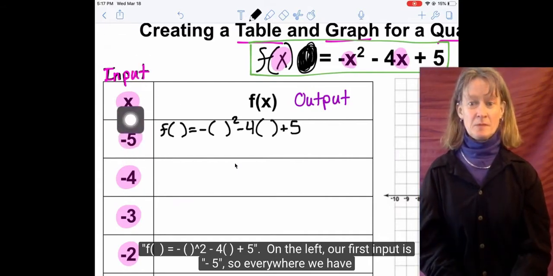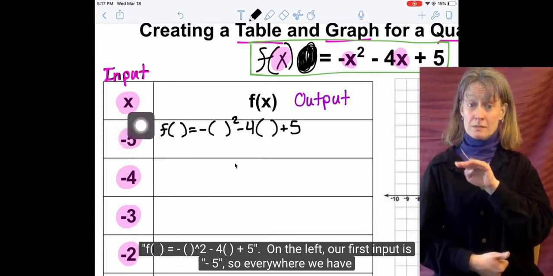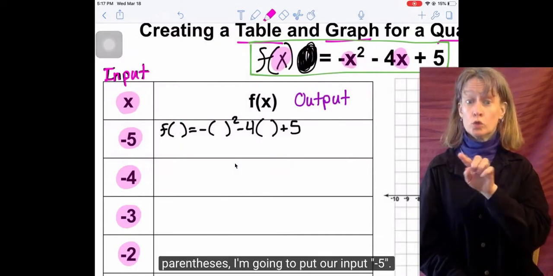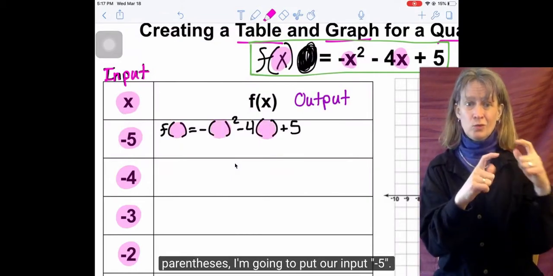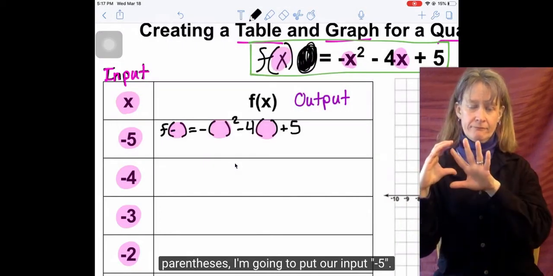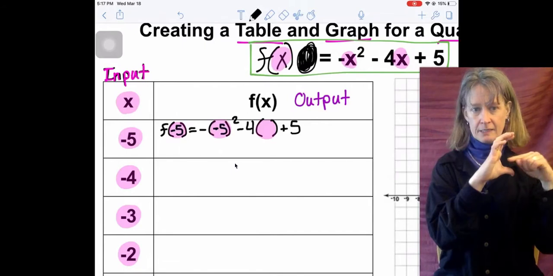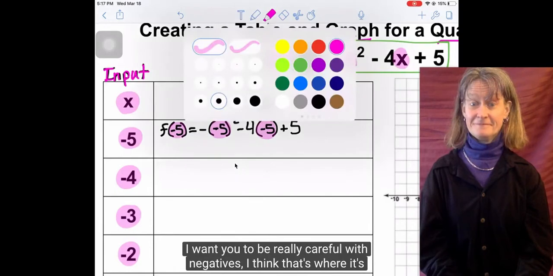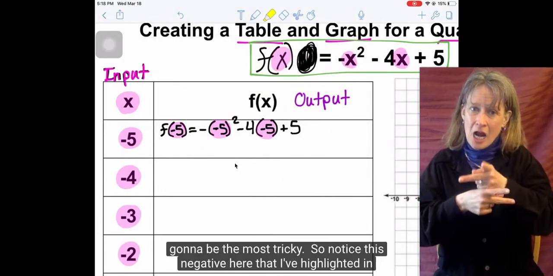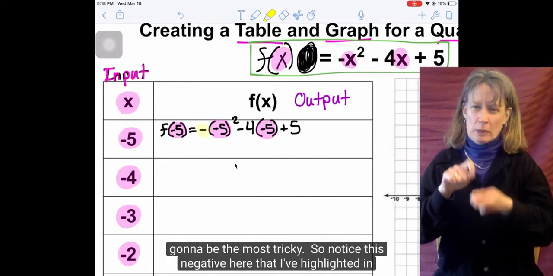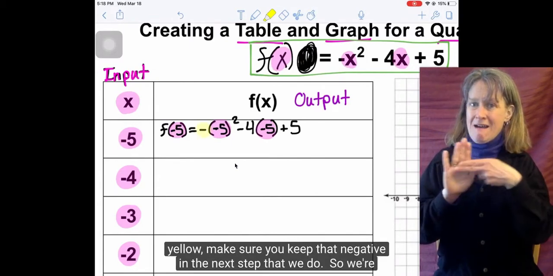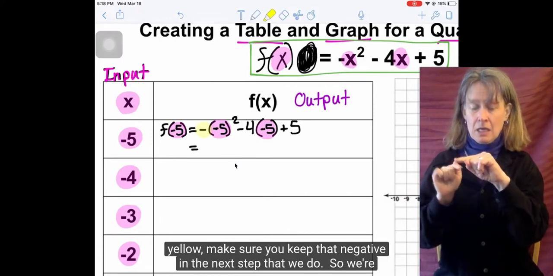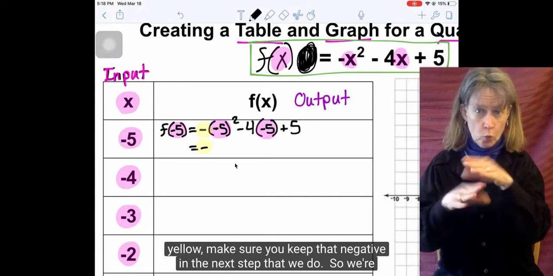On the left, our first input is negative 5. So everywhere we have parentheses, I'm going to put our input negative 5. I want you to be really careful with negatives. I think that's where it's going to be the most tricky. So notice this negative here that I've highlighted in yellow. Make sure you keep that negative in the next step that we do.